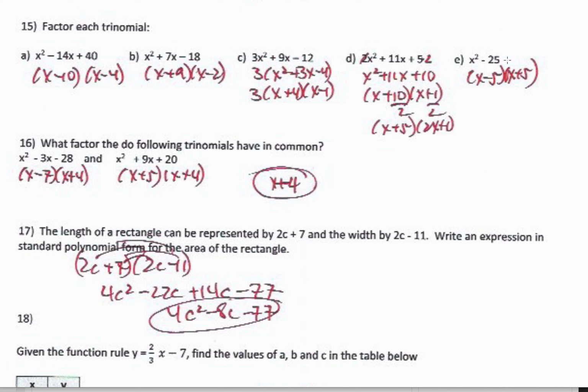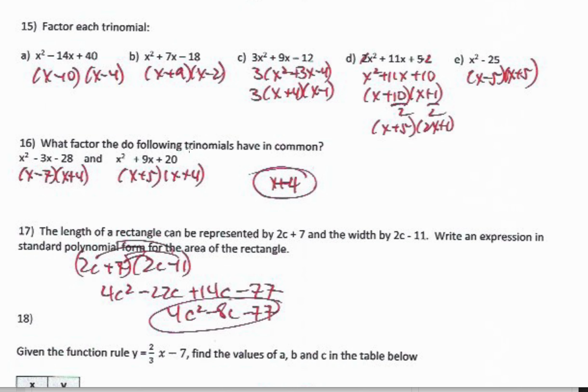And this last one, we didn't do a lot of work with this, but it's as if there's 0x in the middle. So you're looking for two numbers that multiply out to negative 25 and add up to 0x's. And that would be positive 5 and negative 5. So the factors are x plus 5, x minus 5.